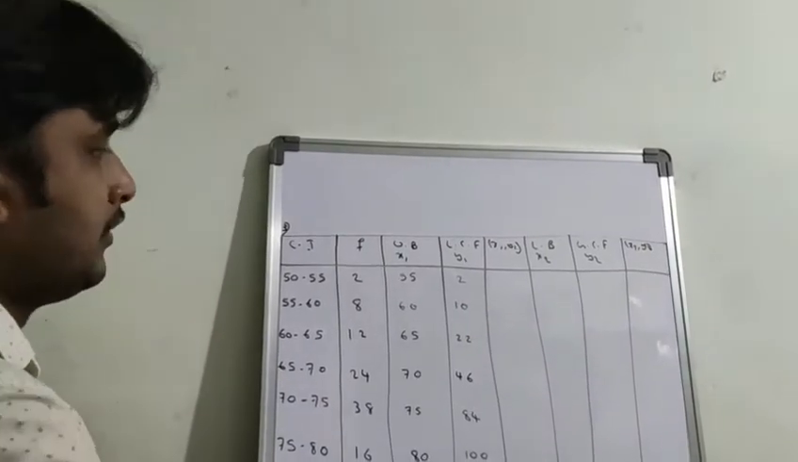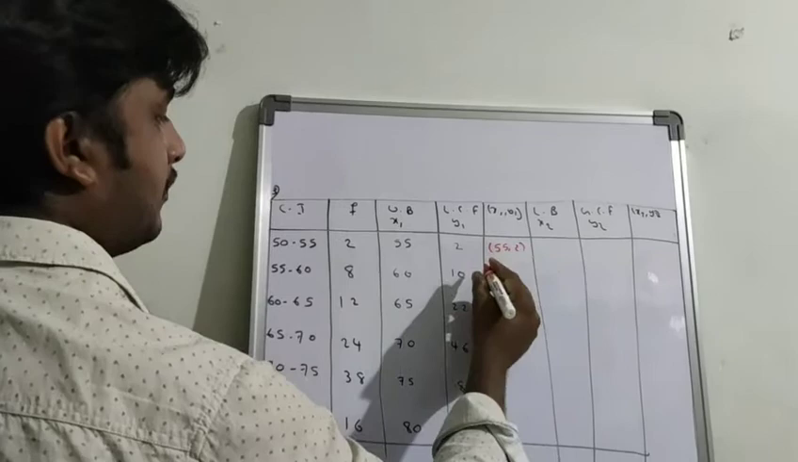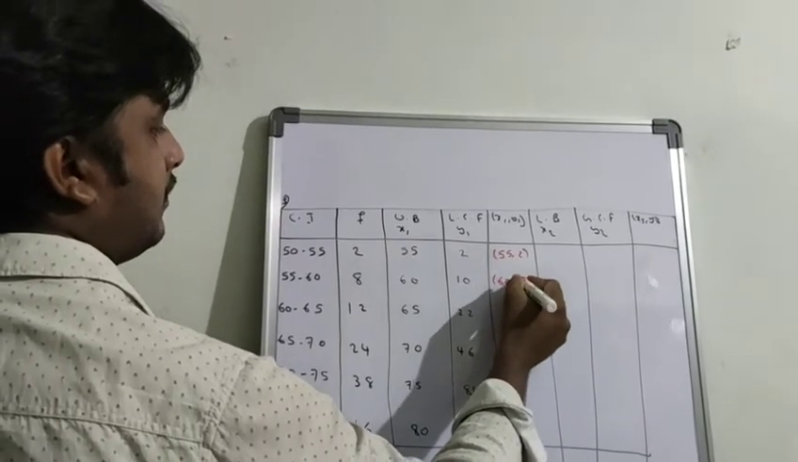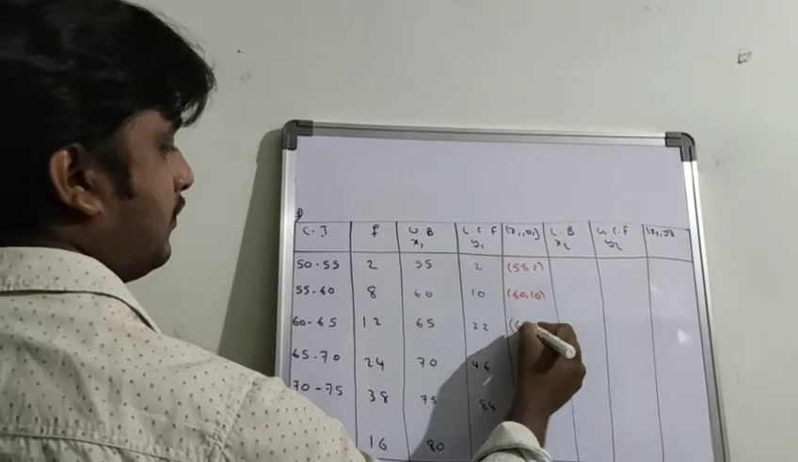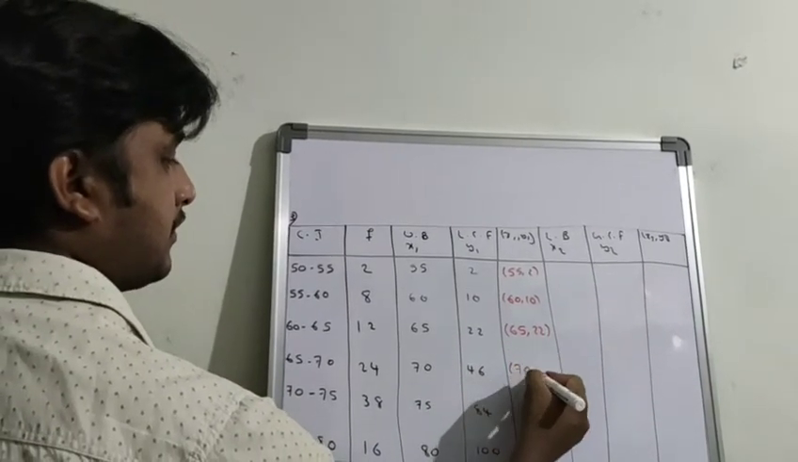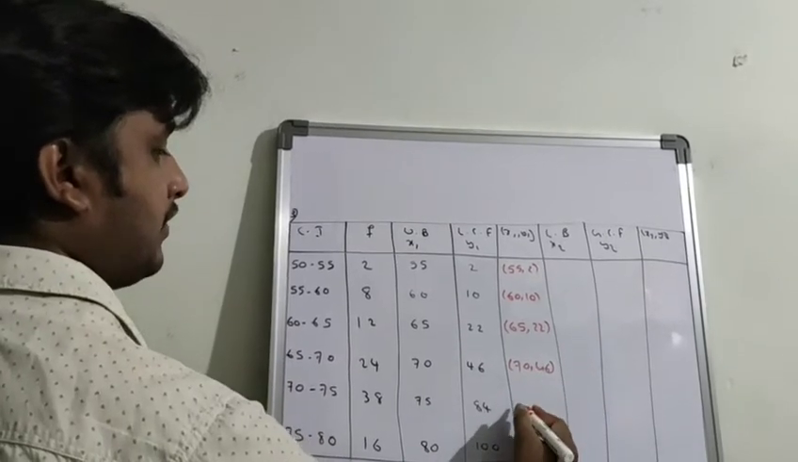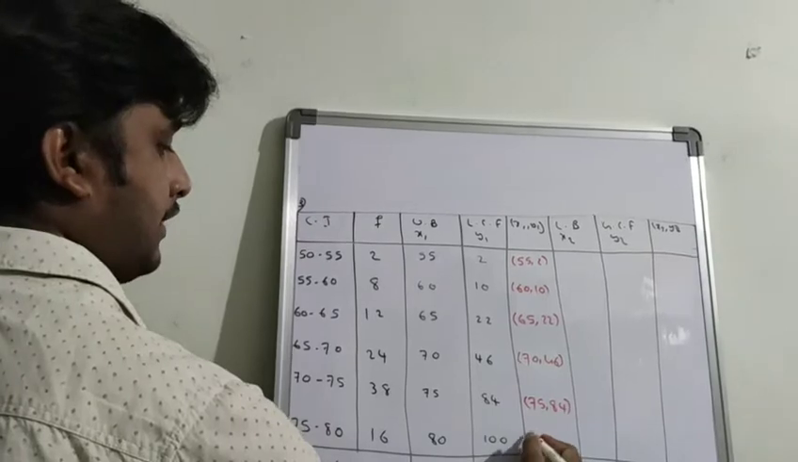So now I am writing the points. 55 comma 2, first point. 60 comma 10. 65 comma 22. 70 comma 46. 75 comma 84. 80 comma 100.